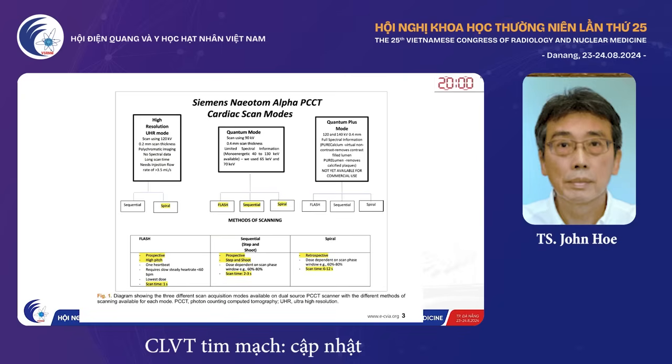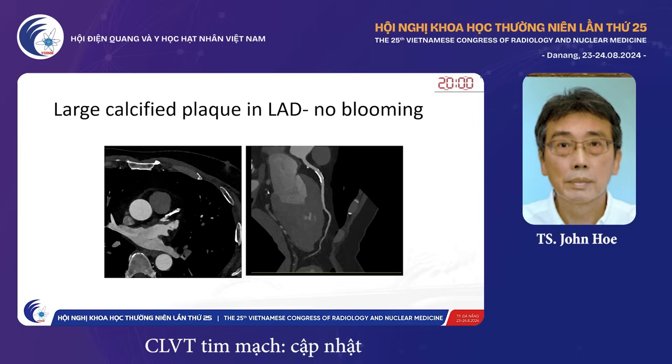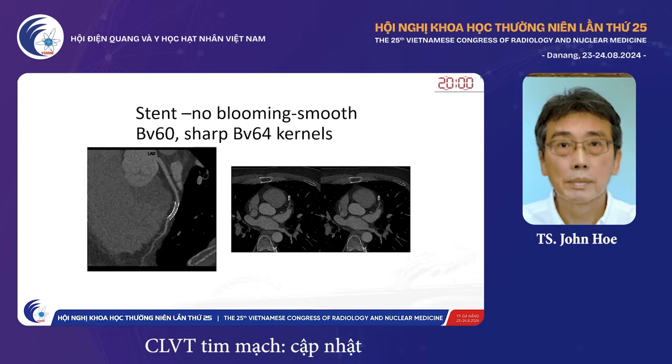With quantum mode using 0.4 mm, you can scan using 90 kV, and you can scan in 3 modes: flash, step and shoot, and retrospective spiral. QuantumPlus mode was not available at the time of this study. So here's an example of a large calcified plaque in the LAD, which shows no blooming. A stent, again with no blooming.